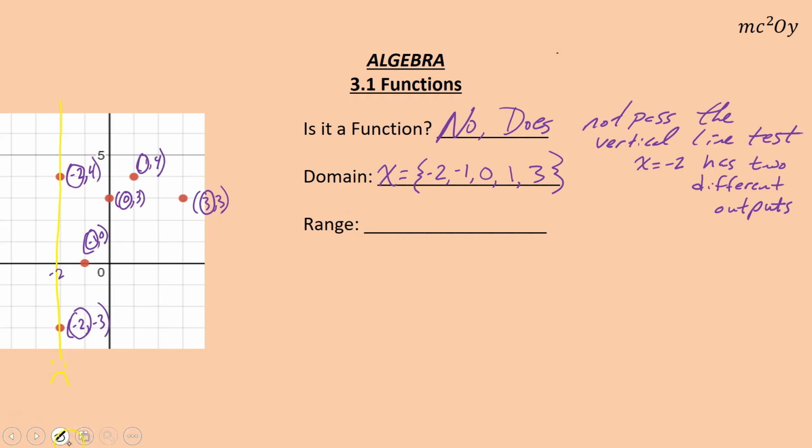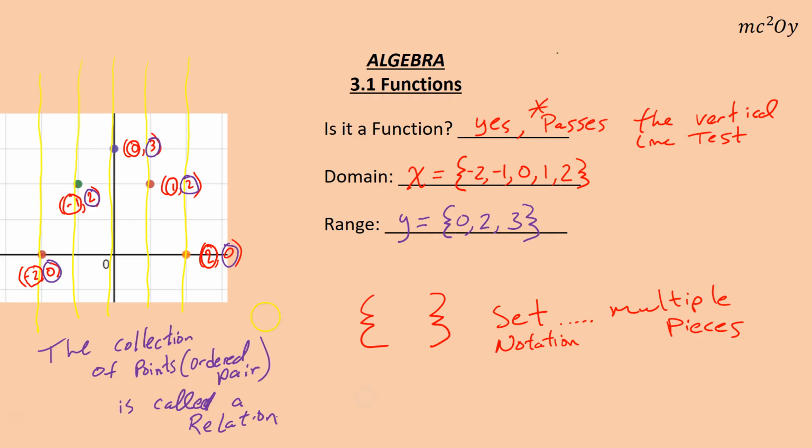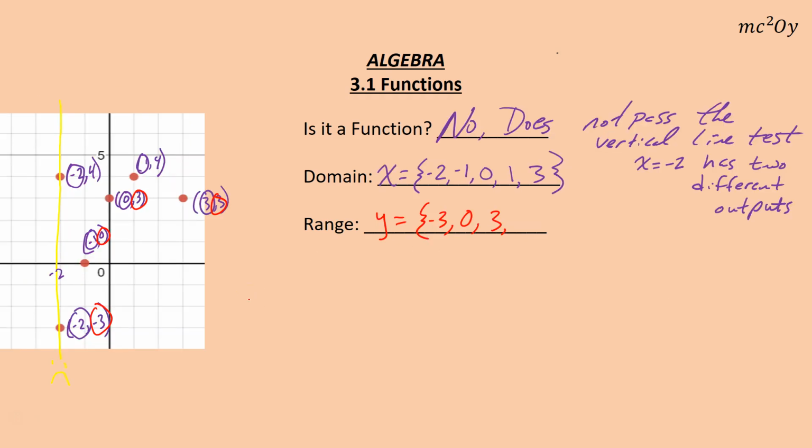And then y is equal to the set of -3, 0, 3, which appears twice, and it's okay for the output to appear twice. That does not change whether it's a function or not. And then 4 actually appears twice.